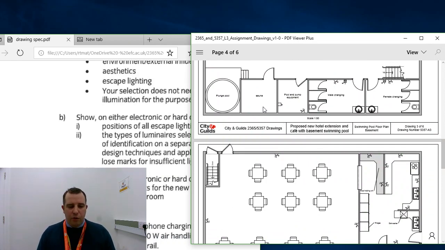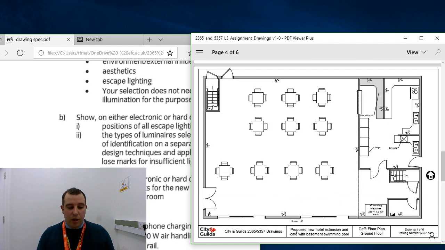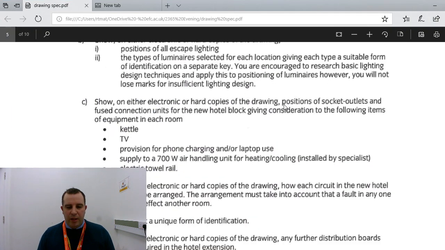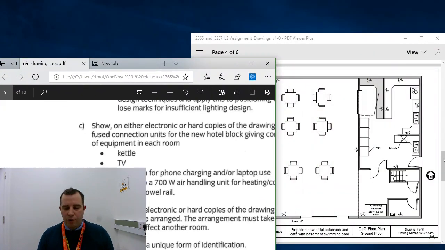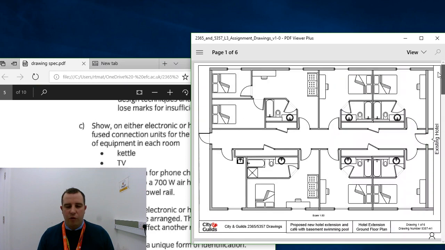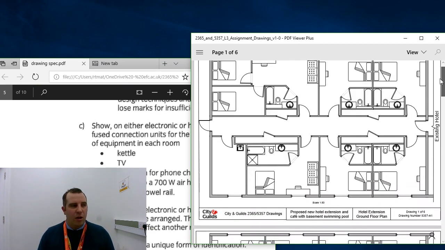So those are the first 2 bits, and then what you need to do is look at the C part of it. The C part says that we've got to include on the other 2 drawings, this is in the hotel block, equipment in each room. We've got to have a kettle, a TV, a phone charger, a 700 watt air handling unit, and an electrical towel rail. So for these we're looking at drawings 1 and 2, which is the hotel block.